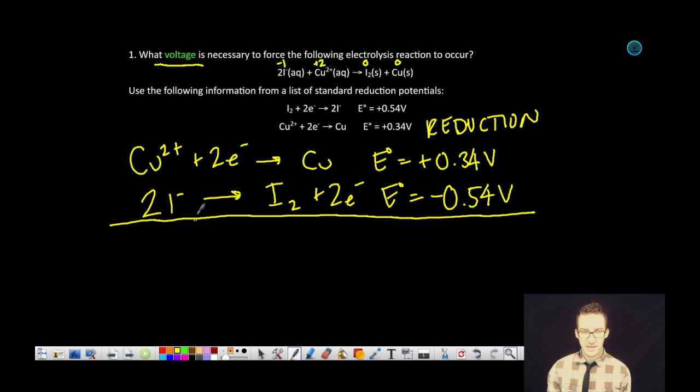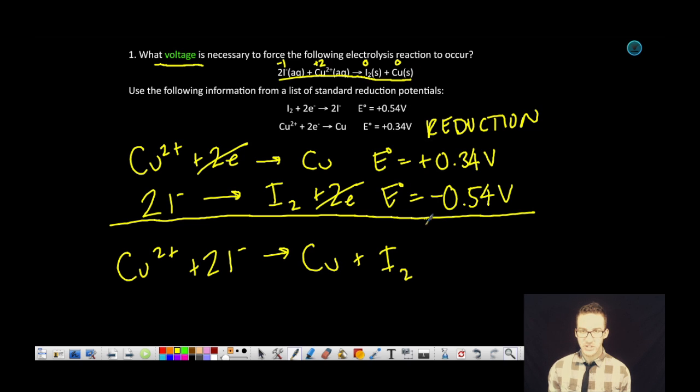When you combine these two reactions, your electrons will drop out. And we have our original redox reaction. Our cell potential is going to be negative 0.20 volts.